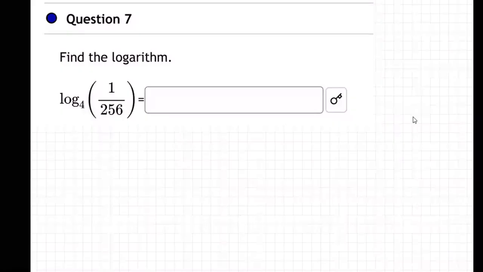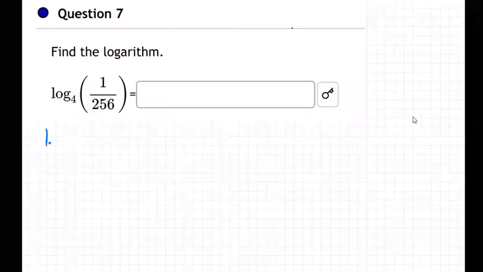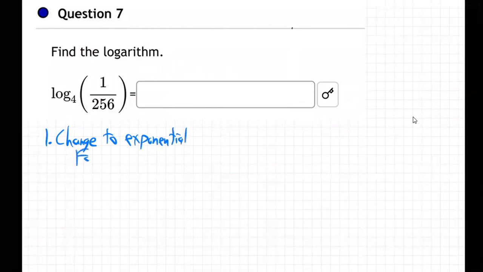Okay, now this one's going to be a little more tricky. So how do we go about this? Well, step number one is, whenever we have a log, we get rid of it right away. That's pretty much the plan, right? Change to exponential form, meaning get rid of the log. So you know how to do that?